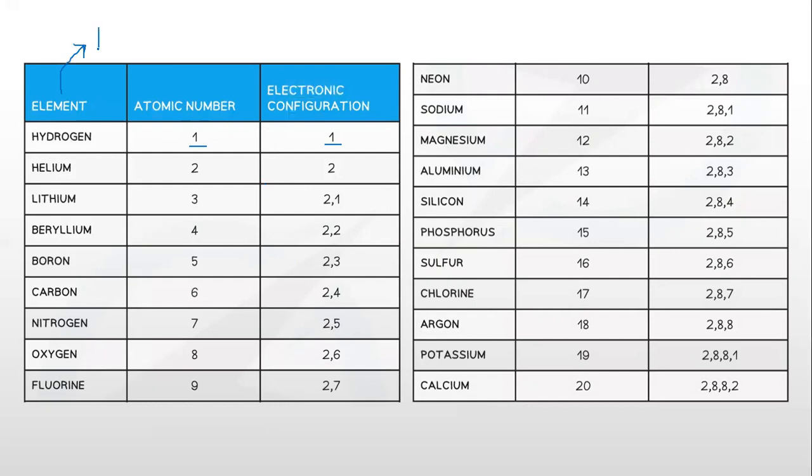Elements में क्या होता है? One thing, protons is equal to electrons because these are all atoms. जब भी बात atoms की होती है, protons are always equal to the number of electrons. Helium है. Helium has an atomic number of 2, which means it has 2 electrons and 2 protons. So electronic configuration भी क्या हो जाएगी? 2. Now moving on to the second period.